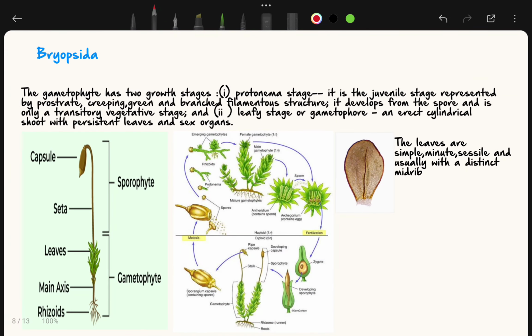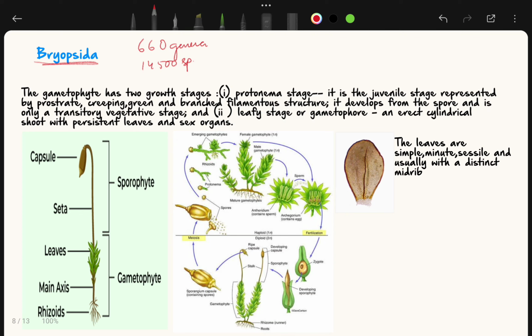And finally, we have reached Bryopsida. Bryopsida is the largest group of bryophytes. It includes about 660 genera, and about 14,500 species. So it is a large number of bryophytes.